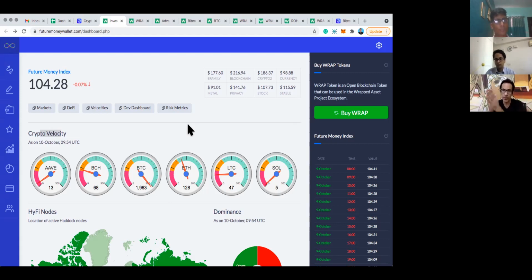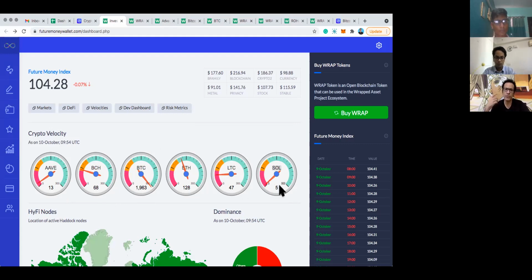So velocity of money represents the rate at which money changes hands. In the crypto industry also, it is a very critical factor, and that is why we need to monitor it. If you look at the most important cryptos and their velocities, you'll see a huge disparity. Bitcoin shows you almost 2000, Aave is 13, and Sol, the extremely popular Solana, is 5.